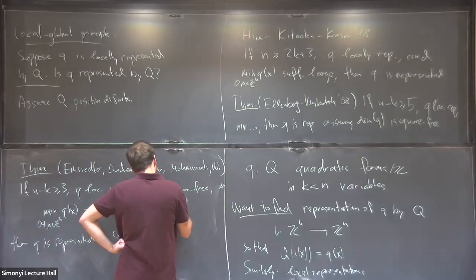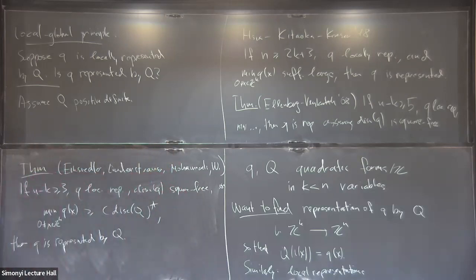Square free is not really necessary. It is illustrative, to make things a bit easier to present. Truthfully, what you're proving here is a local-global principle for primitive representations of forms. This is just me avoiding having to say what primitive means.